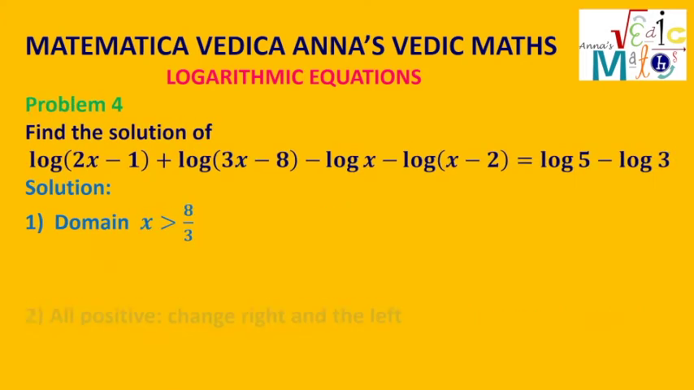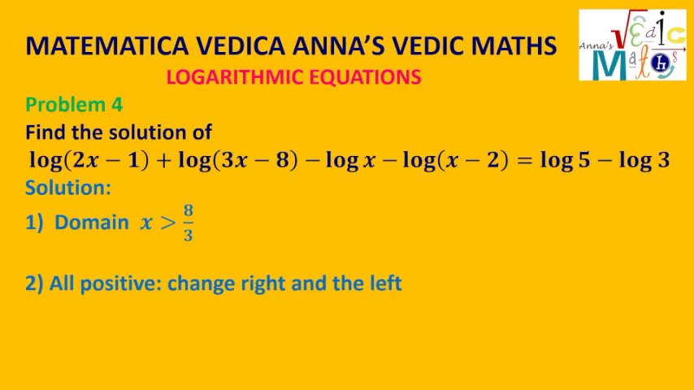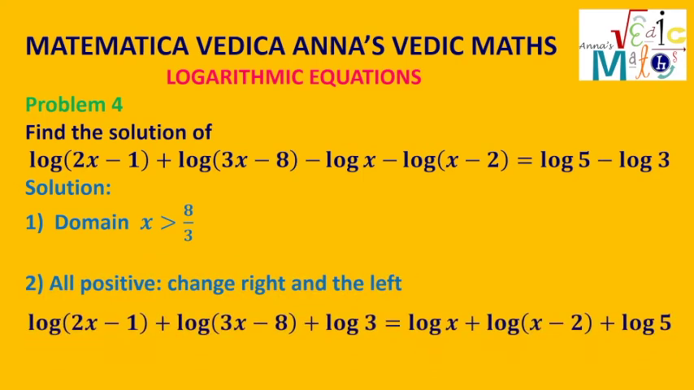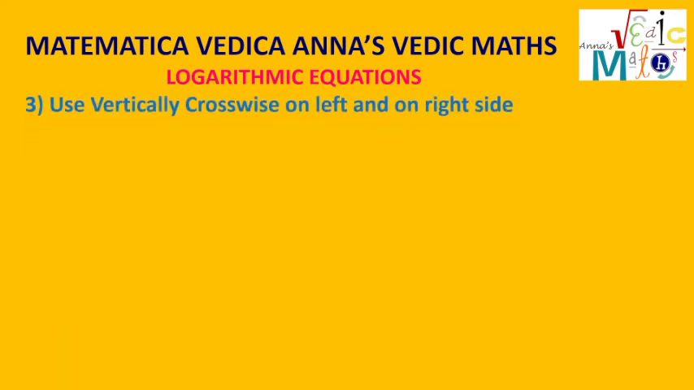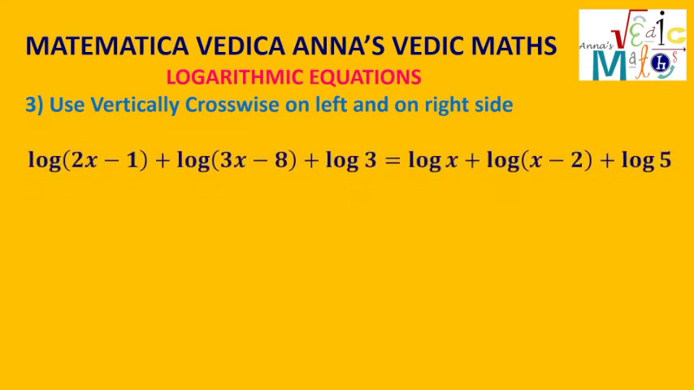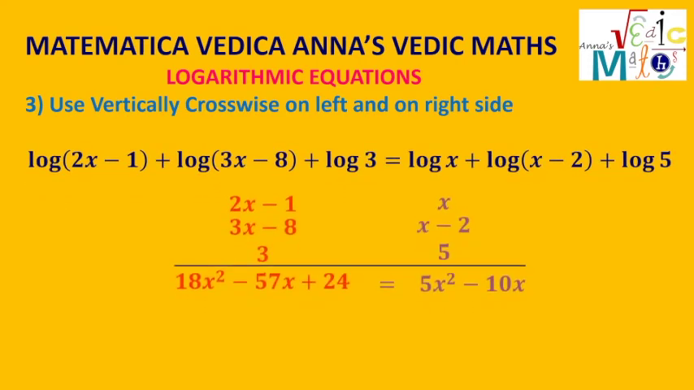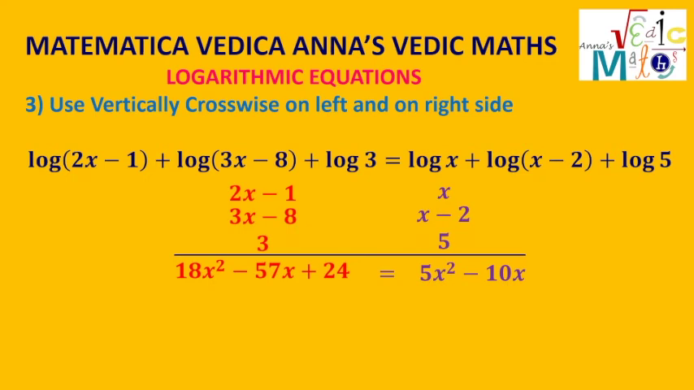In step 2, we rearrange the equation in order to have all positive on the left side and on the right side. We use vertically and crosswise on the arguments of the left side and on the arguments of the right side, and we find this result, and we have this equation: 13x squared minus 47x plus 24 equals 0.